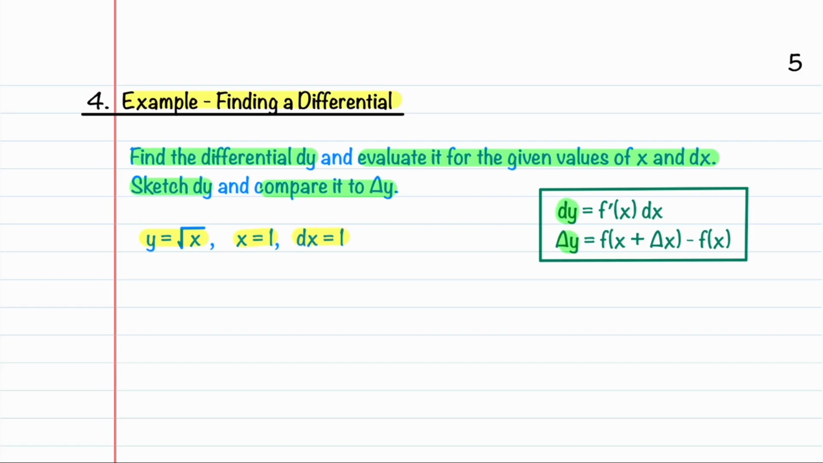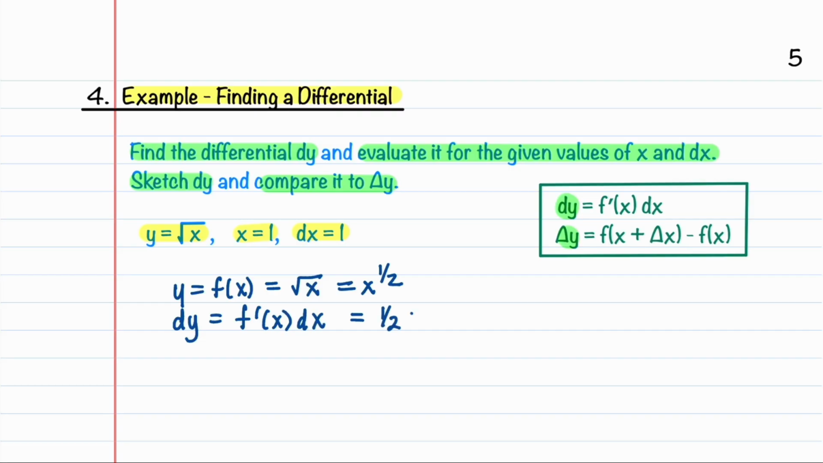Y is our function of x, and it is the square root of x, and I'm just going to write this as x to the 1/2 because we're going to be having to take the derivative of it. Now let's write down our differential formula. dy is f prime at x dx, and this derivative is 1/2 x to the minus 1/2 times dx. So we can say that dy is dx all divided by 2 times the square root of x.